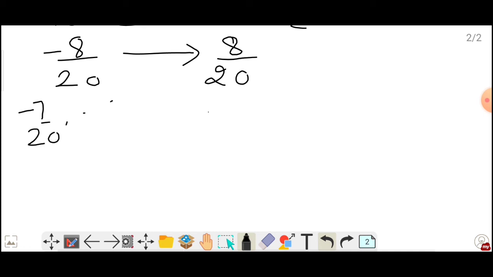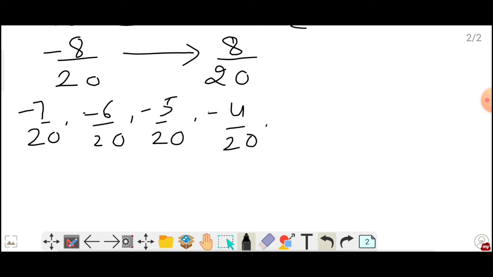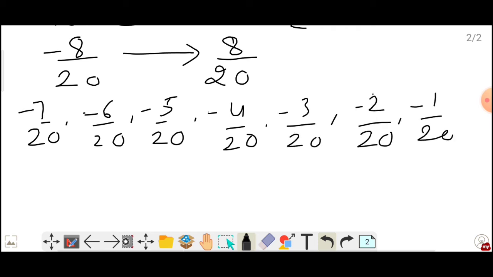Next number minus 6 upon 20. Next number minus 5 upon 20. Next number minus 4 upon 20. Minus 3 upon 20. Minus 2 upon 20. Minus 1 upon 20. Next number is 0. Plus 1 by 20, plus 2 by 20, plus 3 by 20.